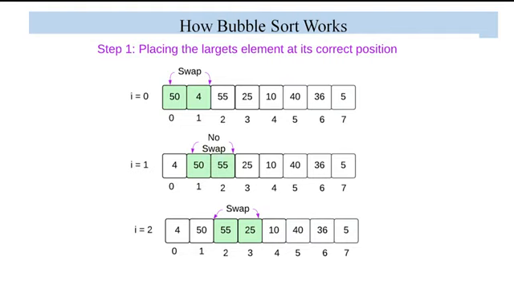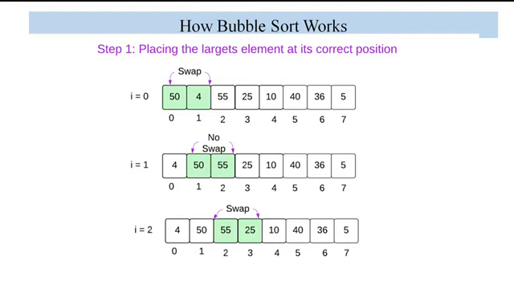As we know, in an array the indexing starts from 0 till n minus 1. So index 0 means the first location of the array. Once we perform the swapping, 4 will be at the first location, first position, and 50 will be at the second position. Then in the next iteration, that is i equal to 1, 50 and 55 are compared. Here we can say 50 is smaller than 55, so no swapping is required.